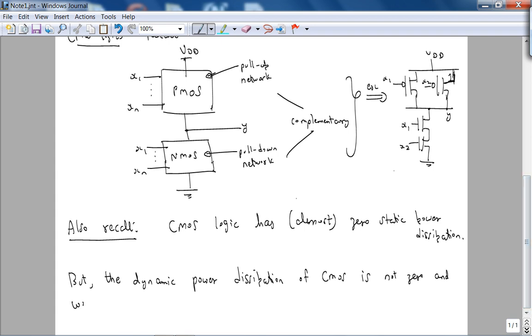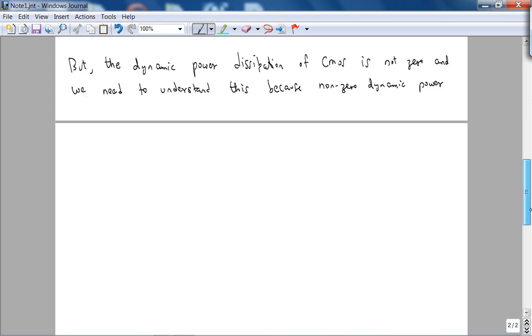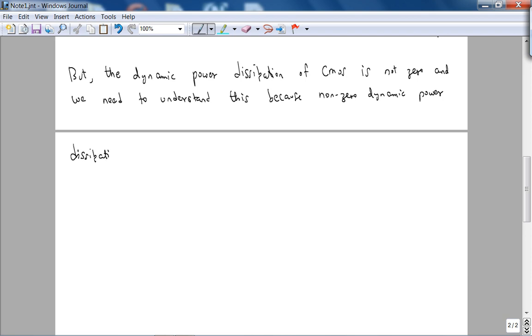We need to understand this because the non-zero dynamic power dissipation is due to the charging and discharging of capacitors. That's not the only reason we need to understand this. The point is, this is also due to the charging and discharging of capacitors.